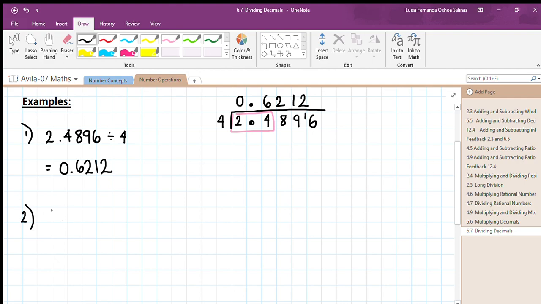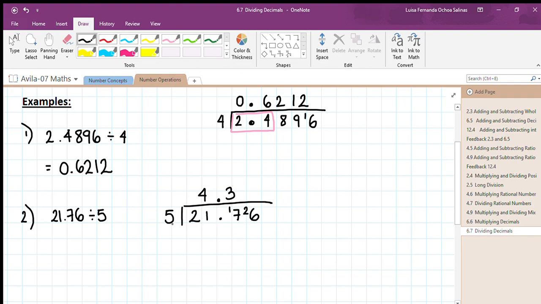So I'm going to do 21 and 76/100 divided by 5. So how many times does 5 go into 21? It goes 4, and I get a remainder of 1. I write the decimal point on top again. Then how many times does 5 go into 17? It goes 3 times, and I have a remainder of 2.